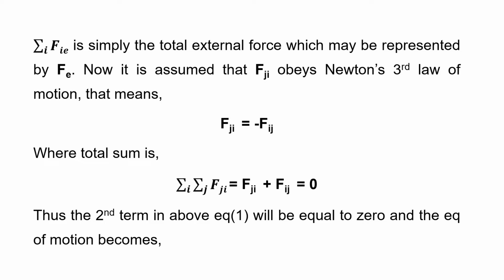So we can write, according to Newton's third law, F_ji is equal to minus F_ij, where the total sum will now be summation i summation j F_ij plus summation i summation j F_ji, which becomes from the above equation F_ji plus F_ij. That means the first force is the ith particle exerting force on the jth particle, plus the jth particle exerting force on the ith particle.